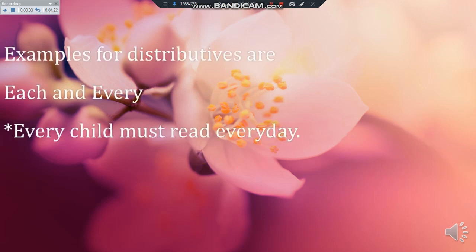Examples for distributives are each and every. Every child must read every day. So every is used as a distributive determiner.